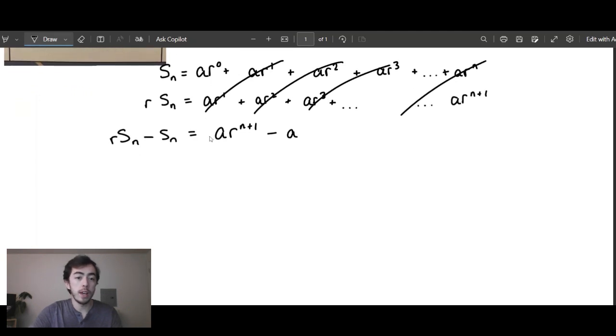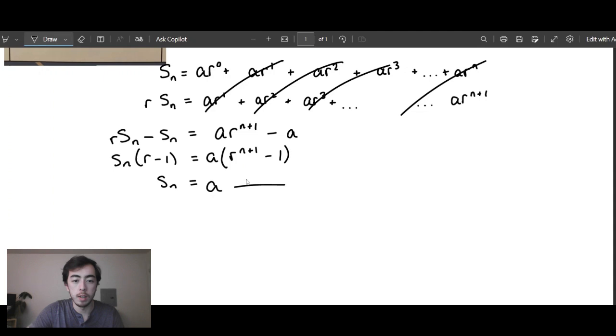And so now I have some kind of shorter version of my sum. I want to isolate s sub n, so I'm going to factor it out here. I get an r minus 1, and I still have a times r to the n plus 1 minus a. And you know what? Why not? Let's factor an a out here as well. Factor this a. And then finally, to get the sum by itself, I have a times r to the n plus 1 minus 1 over r minus 1.